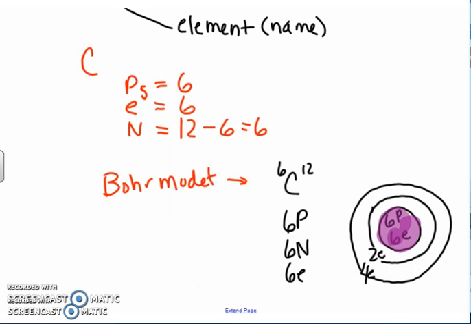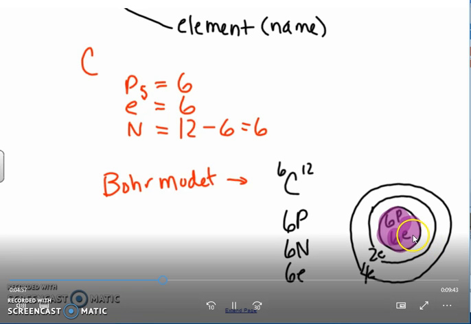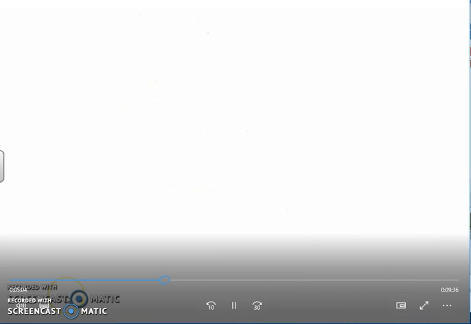I just want to do a preview of what the atom looks like for the Bohr model. It's got protons and neutrons in the middle there, and it's got electrons in their certain energy levels here. And I'll explain how we get those numbers here in just a minute. Let's look at aluminum next.